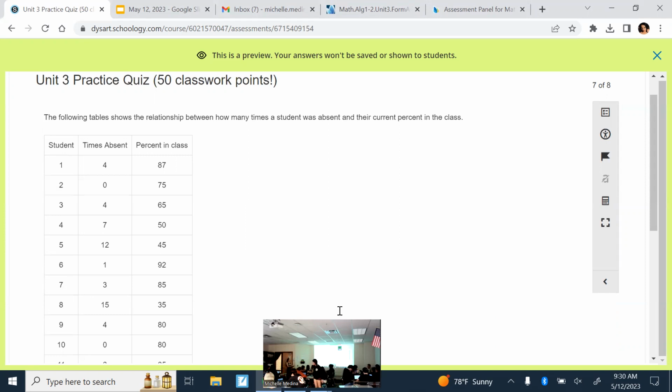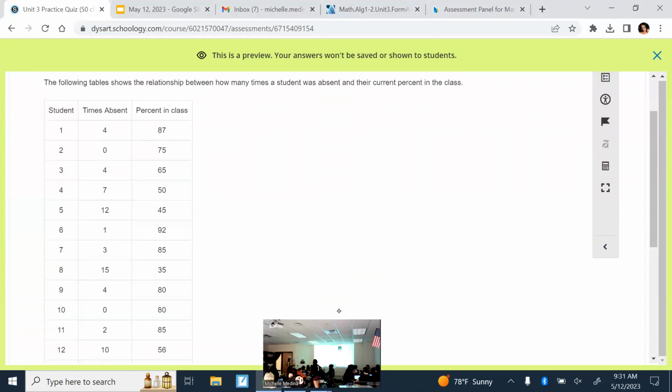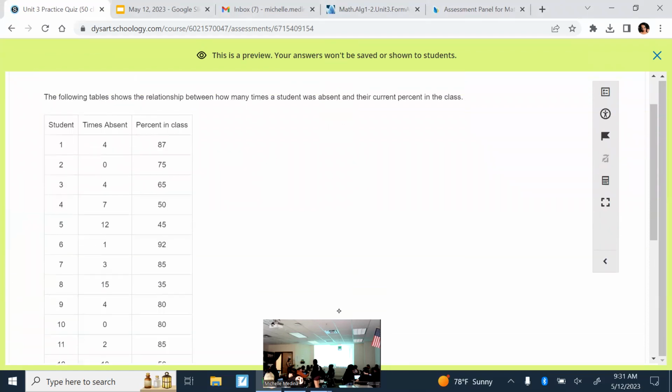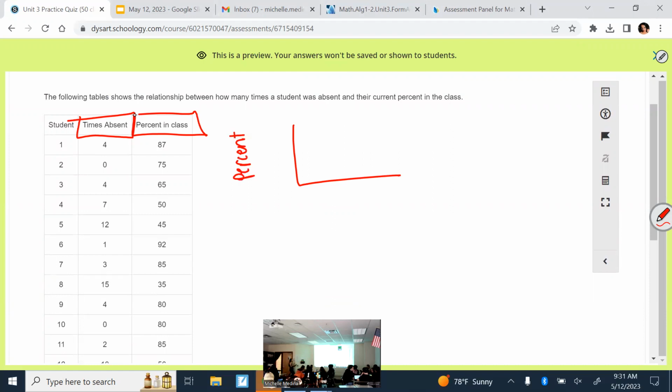We have the following tables to show the relationship between how many times a student was absent and their current percent in the class. So it gives you 3 columns. Really, the 2 things that are being compared are this and this. Which one would you say is your dependent variable? Okay, I agree. Your percent probably depends on how often you are in class. So if you're putting this on a graph, this is what it would be. That means these would be my X's, these would be my Y's.